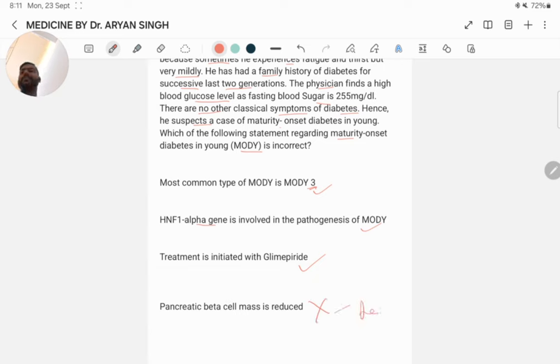That is the answer, because maturity onset diabetes of the young is autosomal dominant, affecting individuals aged less than 25. The insulin secretion is decreased even though beta cells are normal in amount. In MODY, the beta cells are normal, but HNF1 alpha gene mutations cause beta cell dysfunction by altering glucose metabolism in beta cells, thus leading to impaired glucose-induced secretion of insulin. Next question.